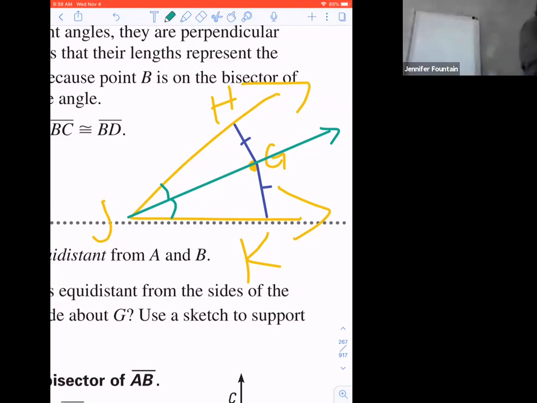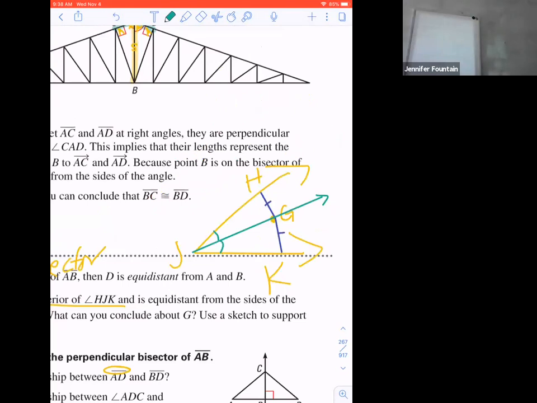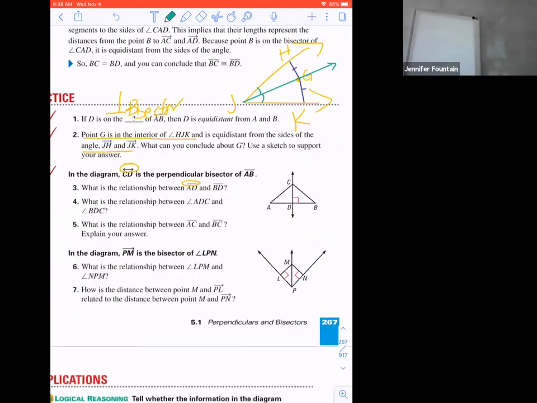All righty, let's go ahead and pick back up with our practice. We looked at number 2, and if it says to draw a sketch, you're going to need to draw a sketch to help you figure it out, okay? So it said that we've got angle HJ, that G was on the interior of it, and that with it being on the interior, it is equidistant from each side of the angle. So we can conclude that it's on the bisector of that angle. It's on the angle bisector, okay?